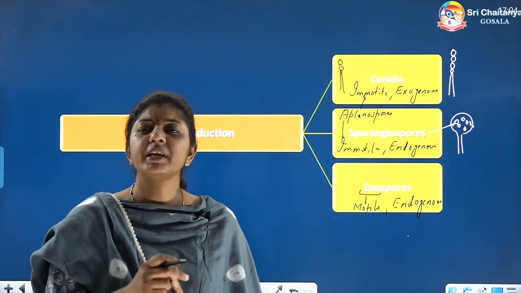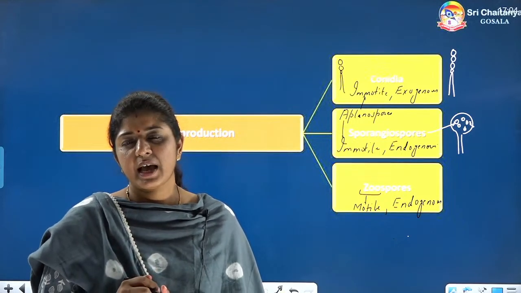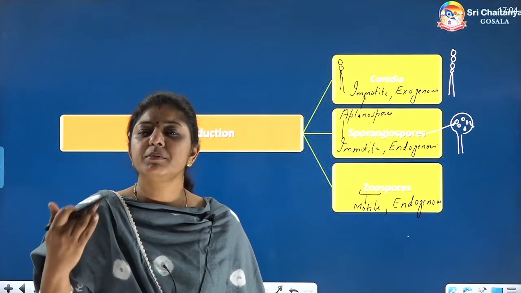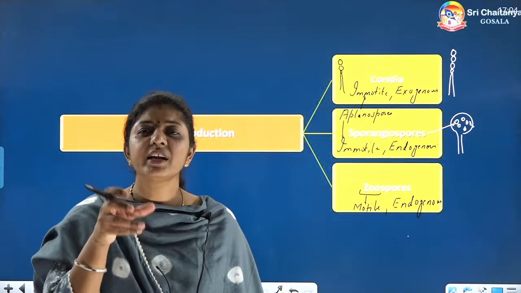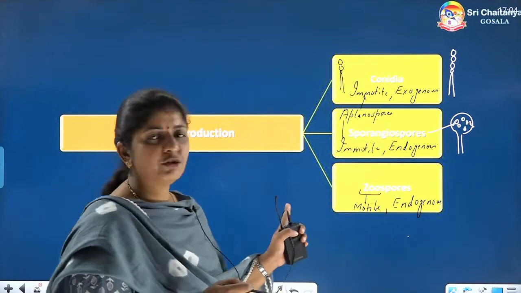They are not forming any special structure. If they form special structures and without fusion, they are simply multiplying. That is the asexual means of reproduction. And what are those special structures? Conidia, sporangiospores and zoospores.